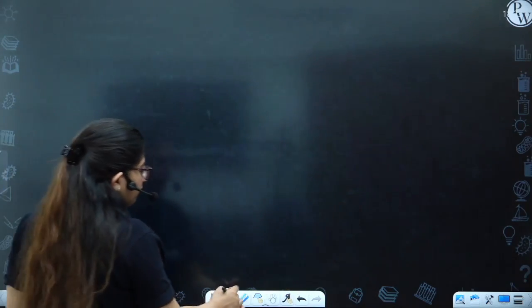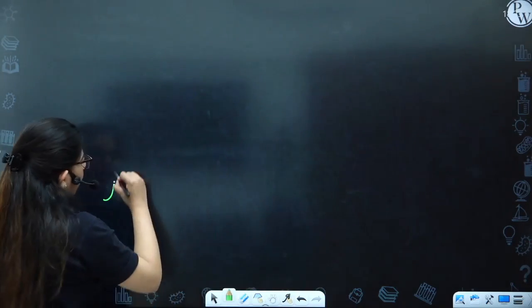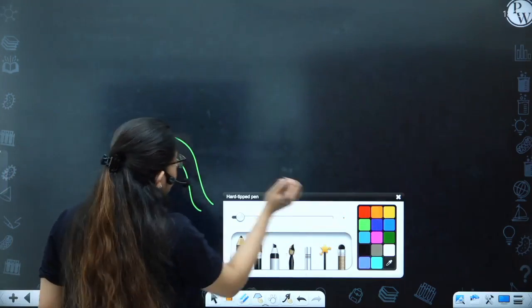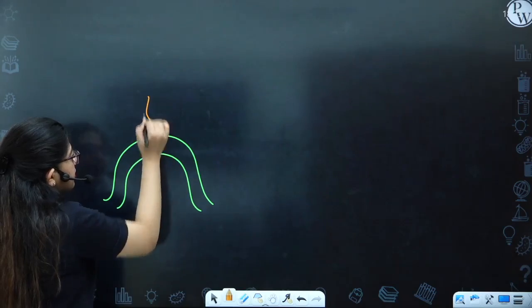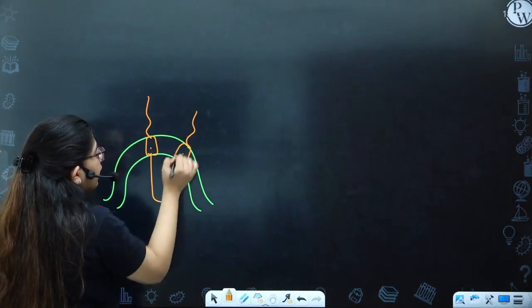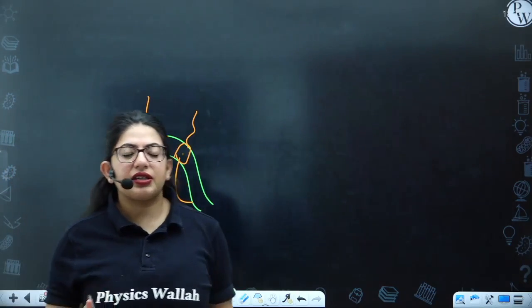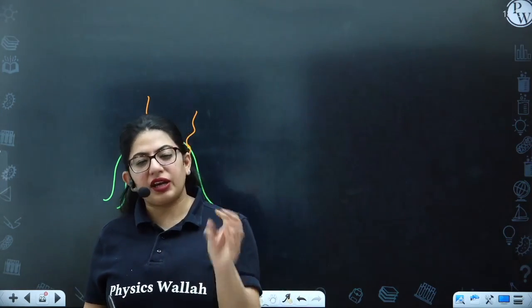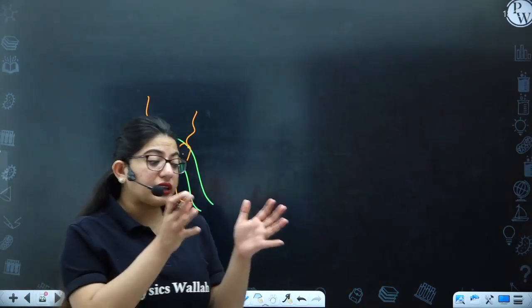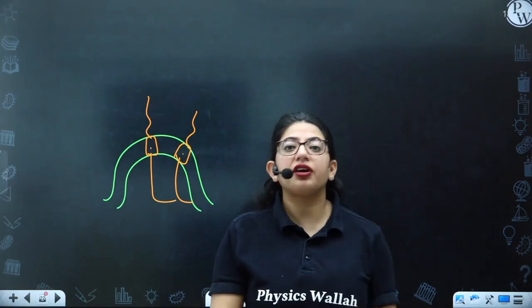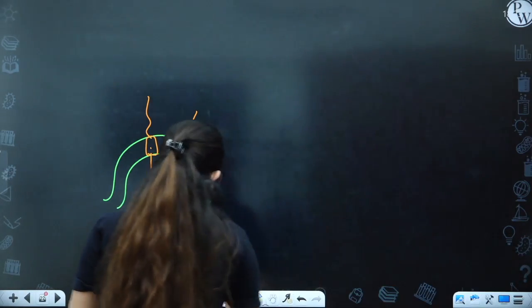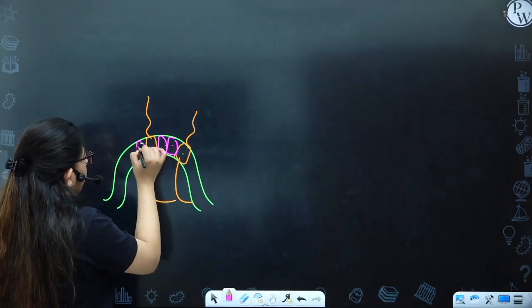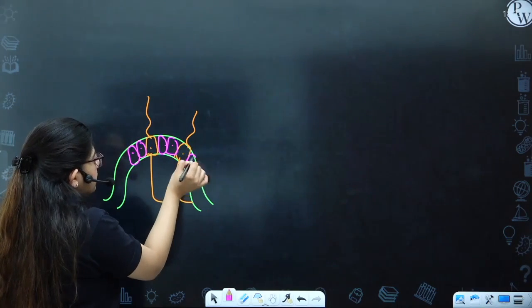Let's draw the ampulla first. Because it has the sensory receptor, it will have hair cells here. You will find hair cells in all the sensory receptors of your ear. If the question is asked, what are the sensory receptors present in the ear? You will say they are hair cells. These have supporting cells with them, like this.